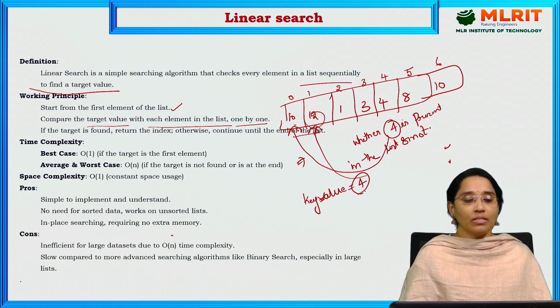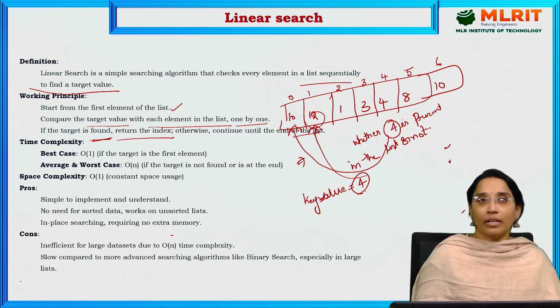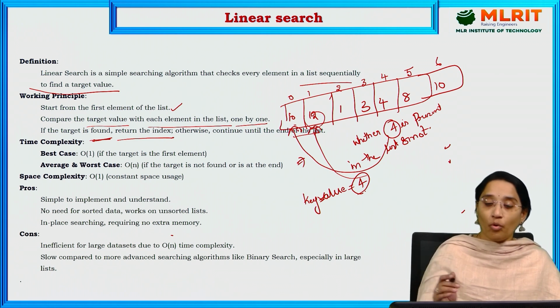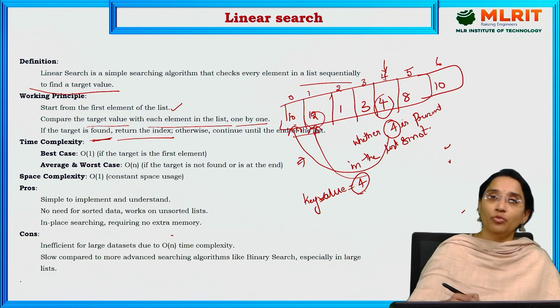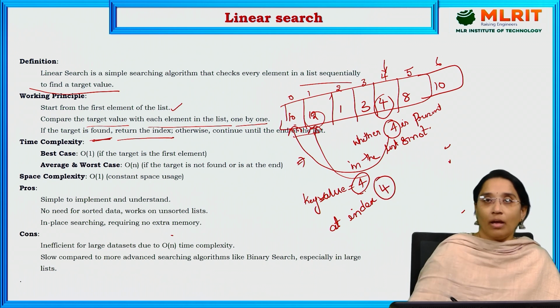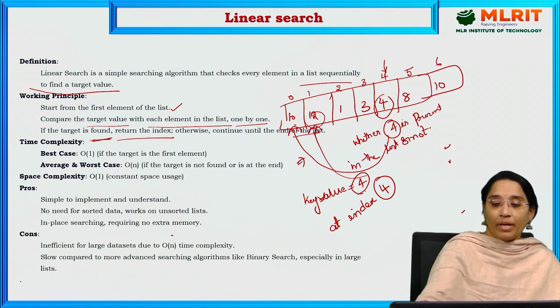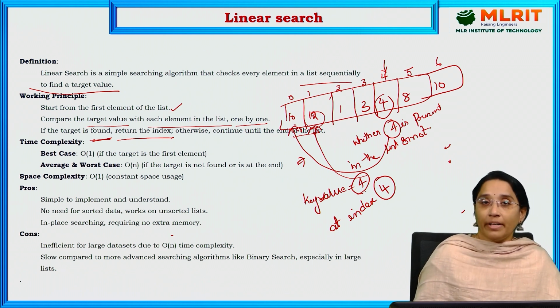If the target is found, return the index. If the target is found, what do we need to return? Suppose in this case 4 is present, at which position did you get that element? At an index. The element 4 is found at index position 4. So when you find that element, we need to return the index position. At index 4 you got that element. Otherwise, continue until the end of the list.